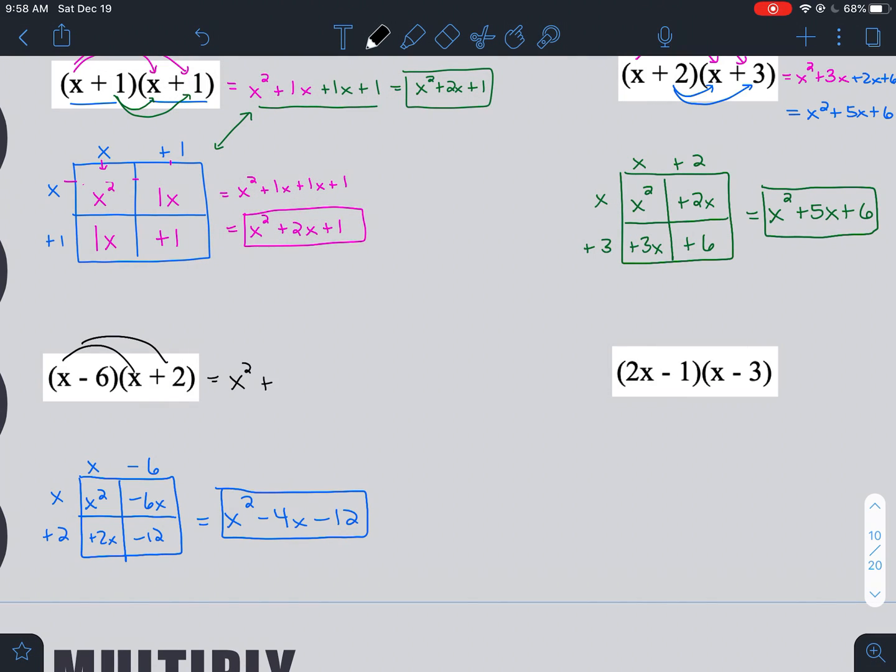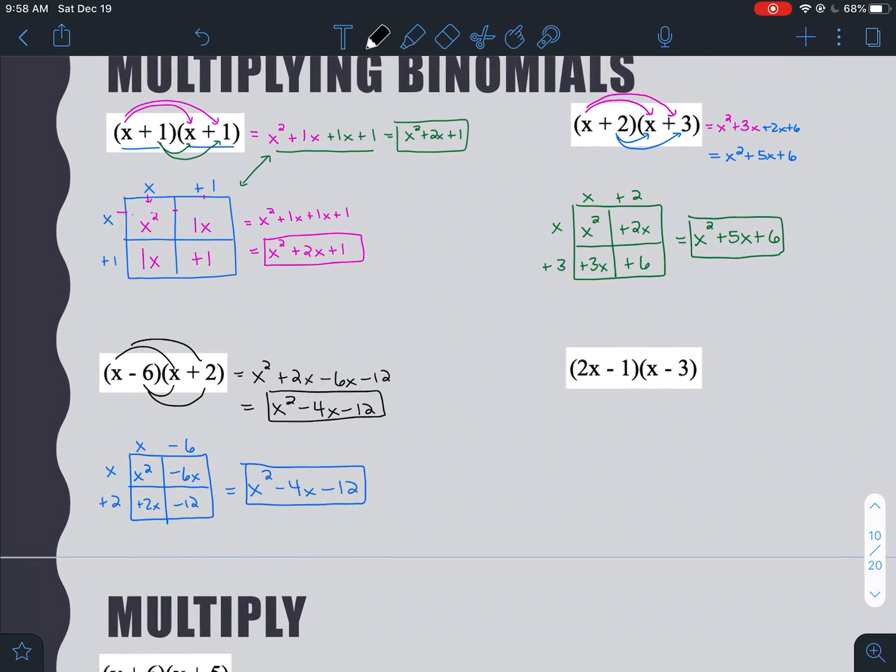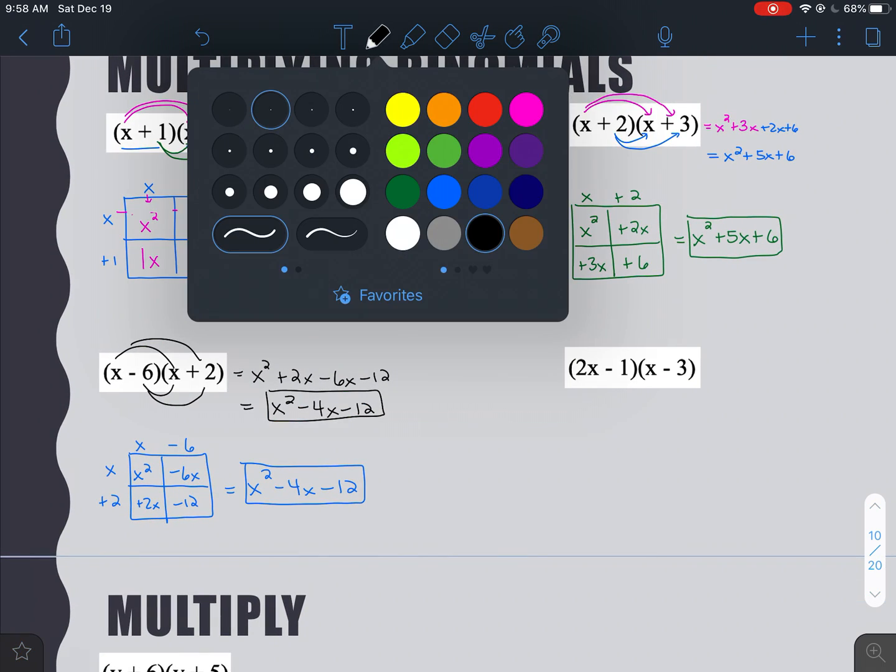Or using the distributive method, we get x times x is x squared. X times 2 is 2x. Distribute the negative 6, and we get negative 6x minus 12. So we get x squared minus 4x minus 12 using the distributive method.